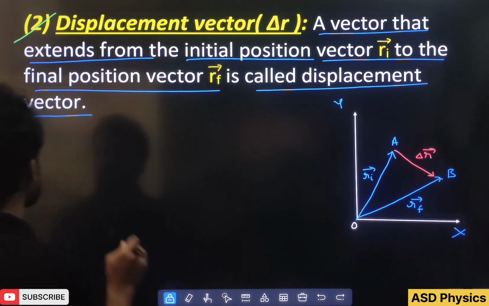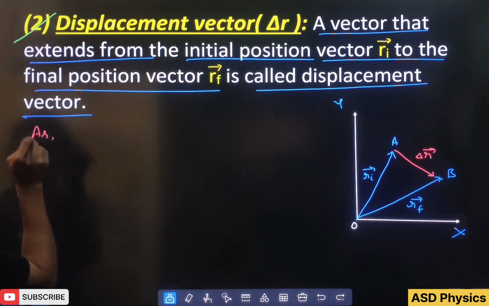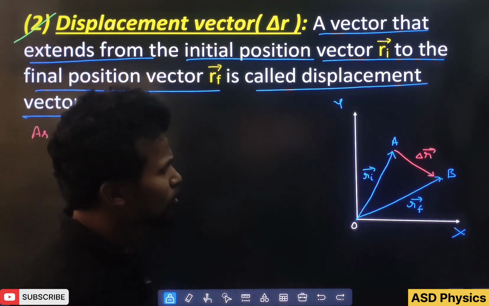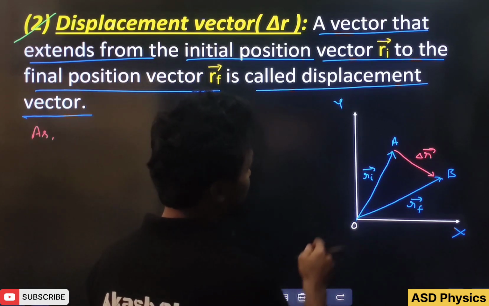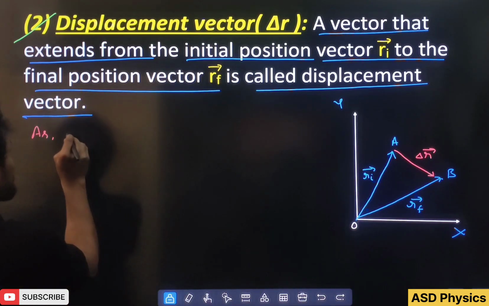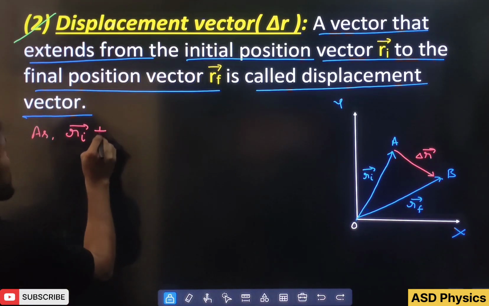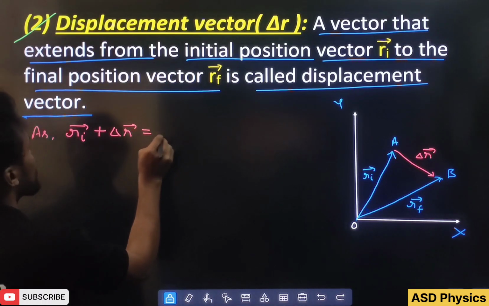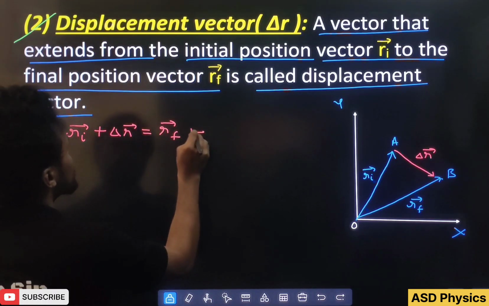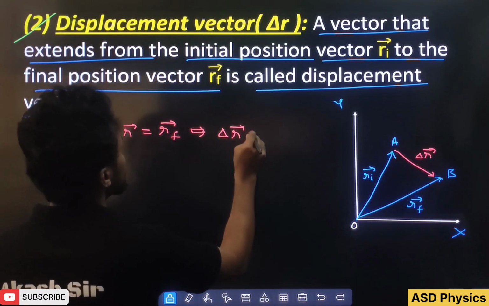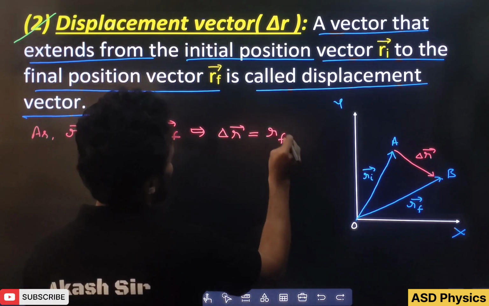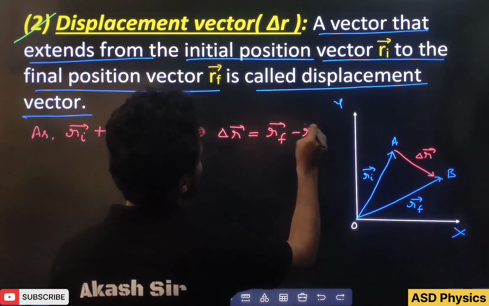Now students, if I use the triangle law of vector addition, which vectors are in the same order? You can see very well Ri and delta R are in the same order. So we can write Ri plus delta R is equal to Rf. From here, students, I can write this displacement vector delta R is given by Rf minus Ri.